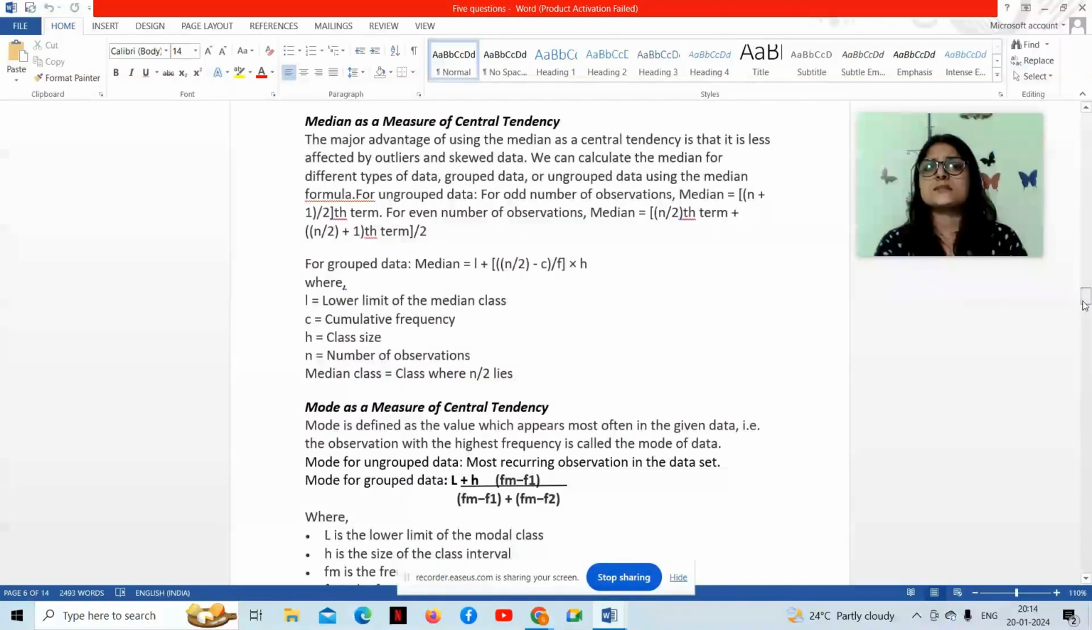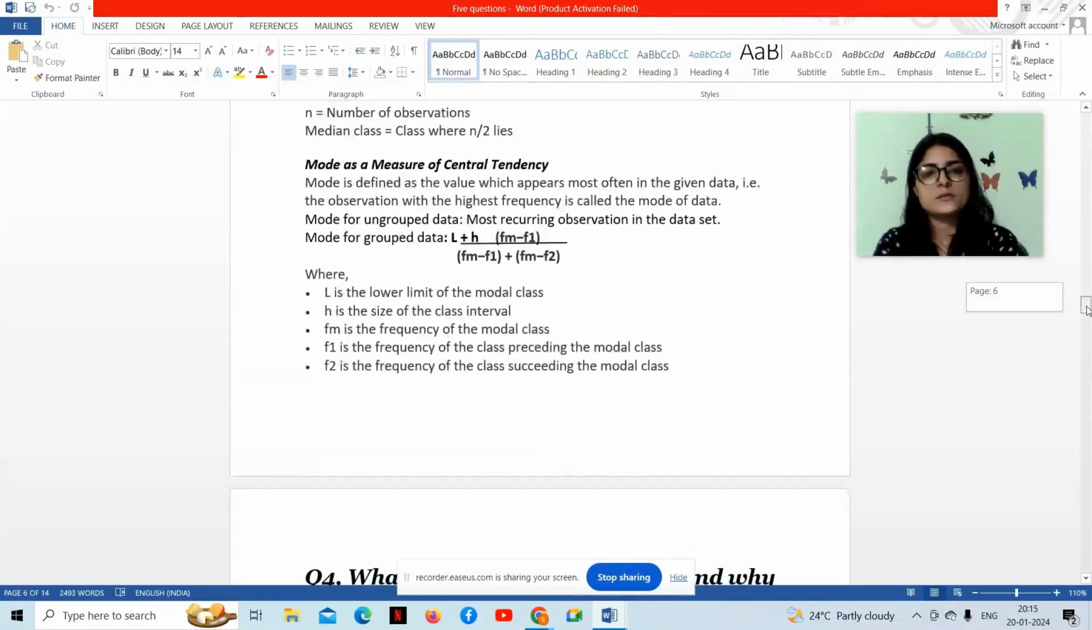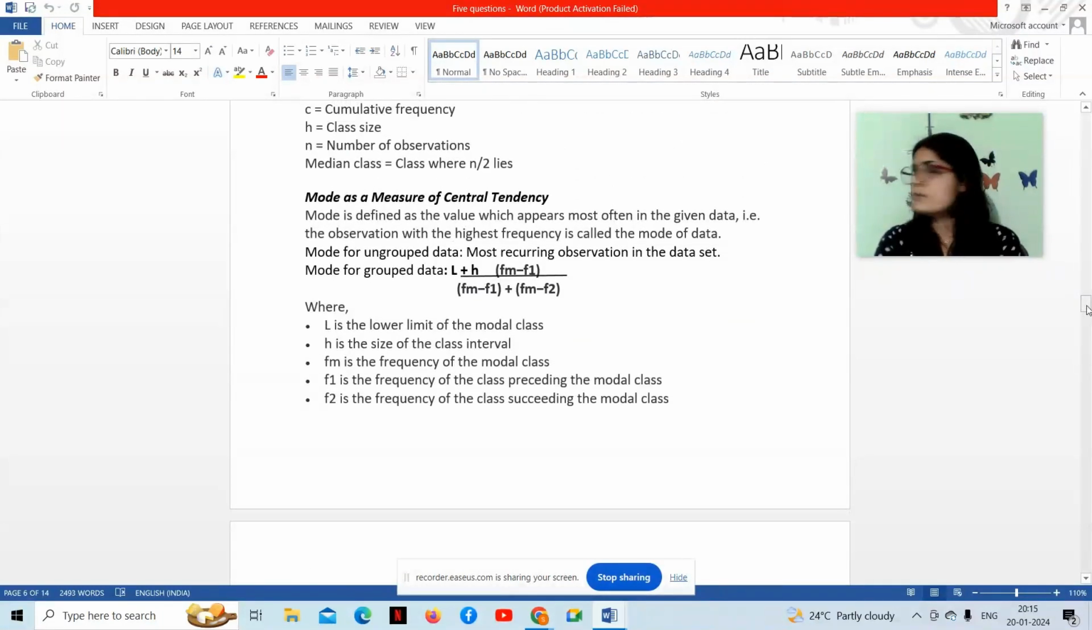Second is median as a measure of central tendency. The major advantage of using the median as a central tendency is that it is less affected by outliers and skewed data. So we can calculate it for different types of data such as grouped data and ungrouped data, right? This is the formula for the median for grouped data. In this, L is the lower limit of the median class, C is the cumulative frequency, H is the class size, and n is the number of observations, with the median class being where n by 2 lies.